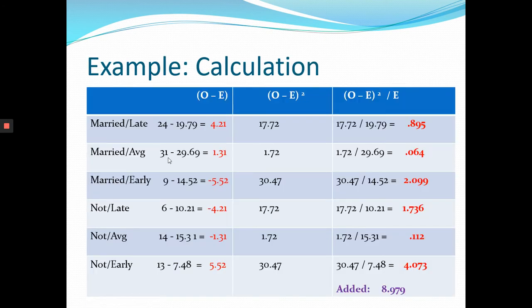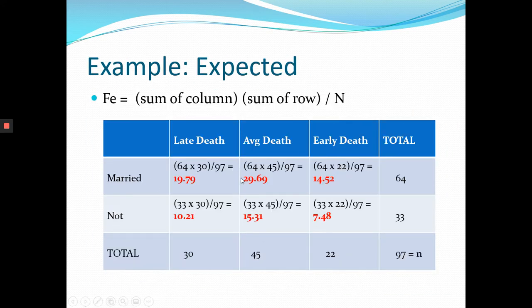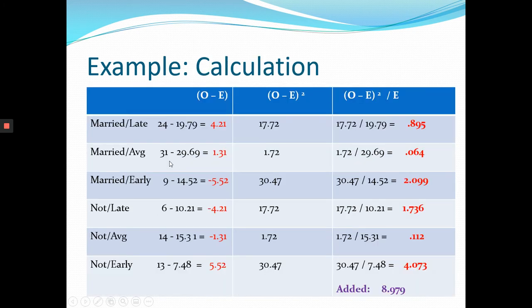And then what was the expected value? Well, the expected value is right here. Married and average is 29.69. So 31, the observed, minus 29.69 equals this. This is the value of that, 1.31. We want to square that, so 1.31 squared is 1.72.